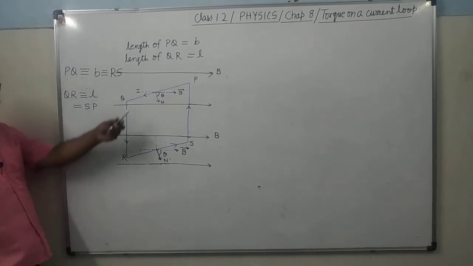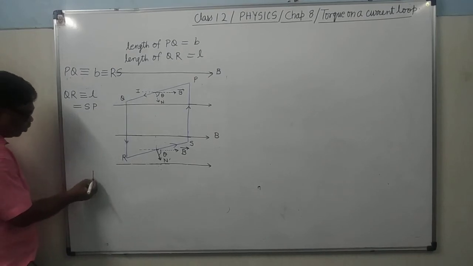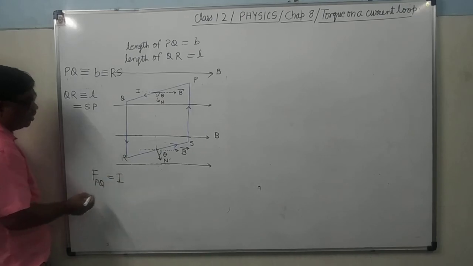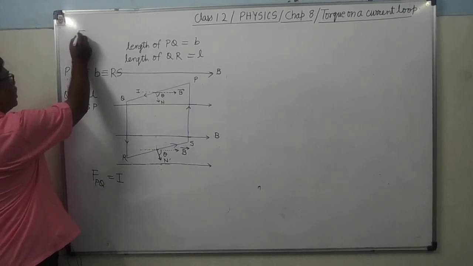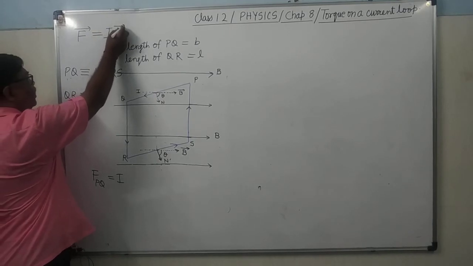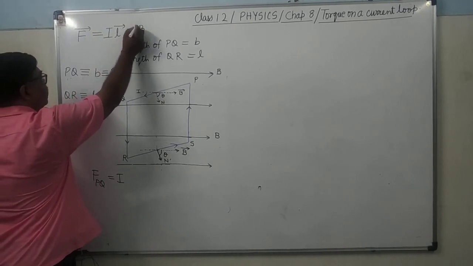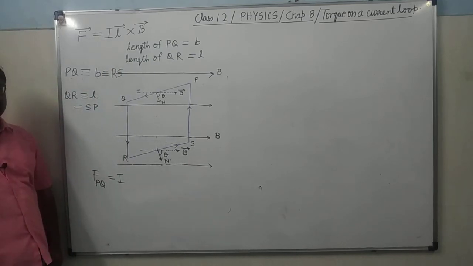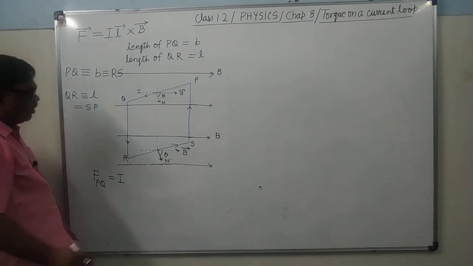So what will be the force acting on segment PQ? As we know that force acting on a current carrying conductor is given by this formula, vector IL cross vector B. Vector IL is what? It is the current element vector. It is clear.